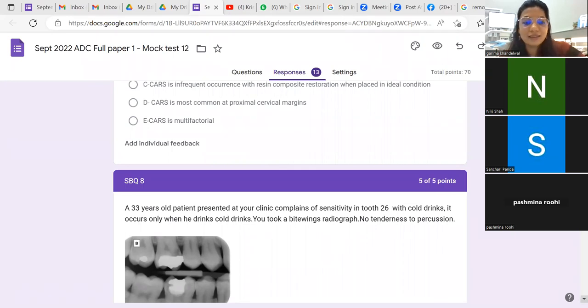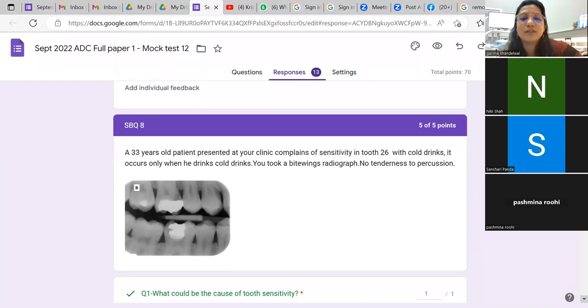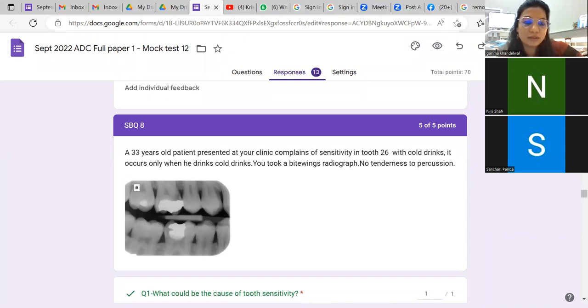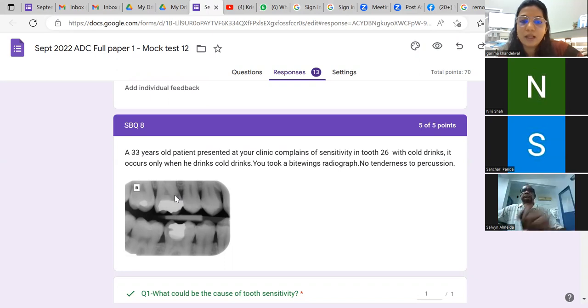A 33-year-old patient presented at your clinic complaining of sensitivity in tooth number 26. Where is 26? This is 26. With cold drinks. So that means there is sensitivity to cold temperature. There is no pain, there is sensitivity. When I say sensitivity and no pain, it means mostly reversible pulpitis. It occurs only when he drinks cold drinks. You took a bite wing radiograph and there is no tenderness to percussion. That investigation is already done, meaning somebody has already tapped on the tooth. No tenderness means the periapical tissue is normal. Clear?